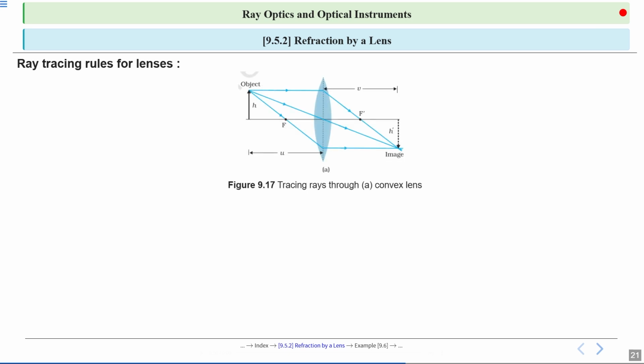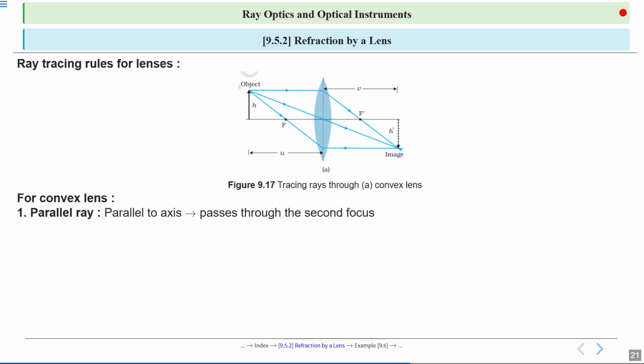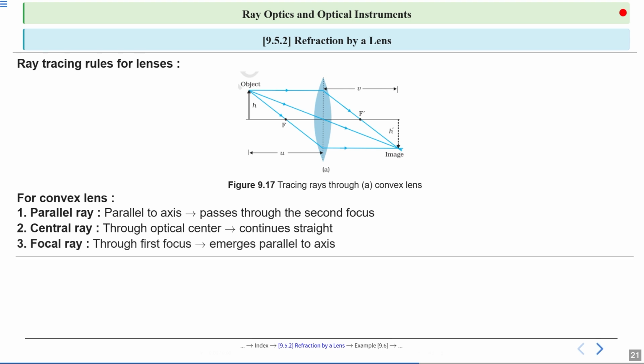So for convex lens, what are the tracing rays? First, parallel rays, the rays that are parallel to the principal axis, they will pass through the second focus after refraction through the lens. Second, central ray, the ray that is passing through the optical center, it will continue its path. It will continue straight. It will not bend. And focal ray, the ray that is passing through first focus, it emerges or it will become parallel to the principal axis after the refraction. So those are the ray tracing rules for convex lens.